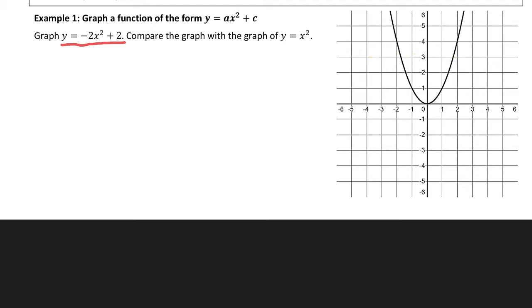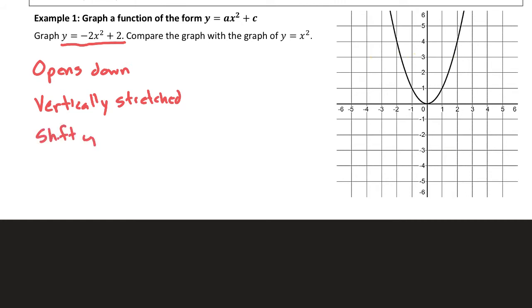So this graph, first of all, with that negative value, that value negative 2 on the front, that means the graph opens down because it's a reflection, all right? So we know it's going to be an upside down U shape from this negative 2 on the front, and that value of 2 times x squared means this graph is going to be vertically stretched. And then the last thing, the plus 2 on the end, means it was shifted up 2. So some basic transformations there.